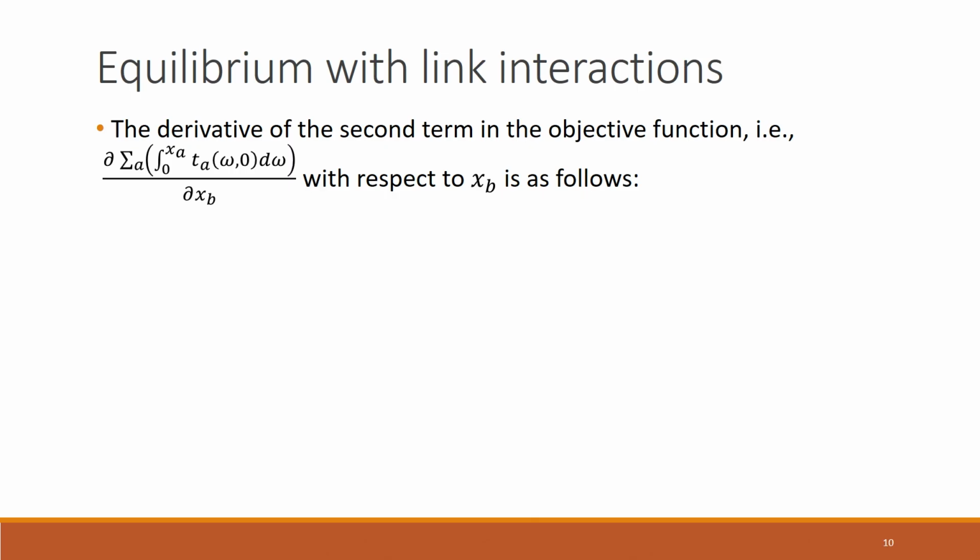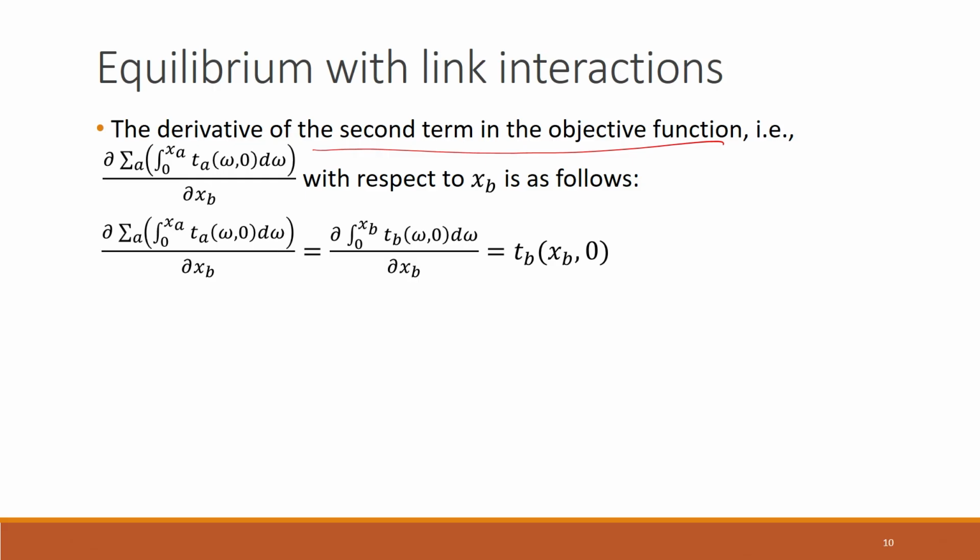Now we need to also evaluate the derivative of the second term in the objective function. So the second term corresponds to that one where we fix the flow on the opposite direction link to be equal to 0. Okay. So now this value is equal to this. Okay. And this again can be evaluated by the fundamental theorem of calculus.